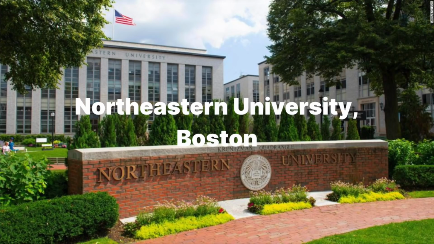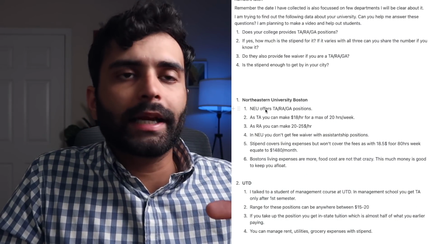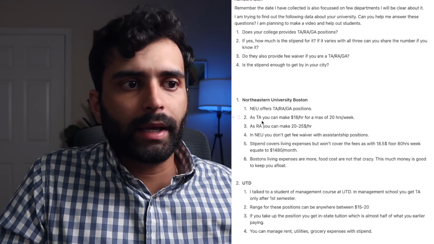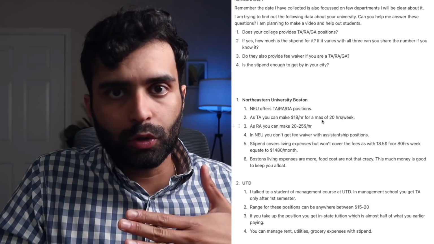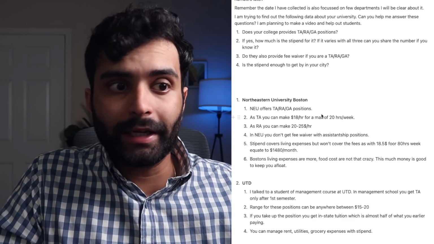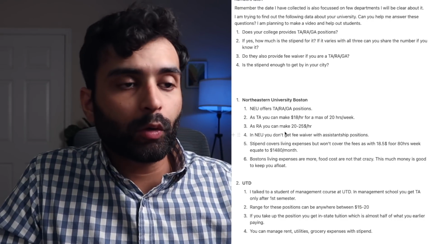So let's talk first about Northeastern University, which is in Boston, right next to MIT and Harvard. As of now, what you're seeing on the screen, NU does offer a TA, RA, GA position. As a TA, you can make anywhere between $18 to $20 per hour, and this is the case when you're working 20 hours a week max. As an RA, you can make more, $20 to $25.